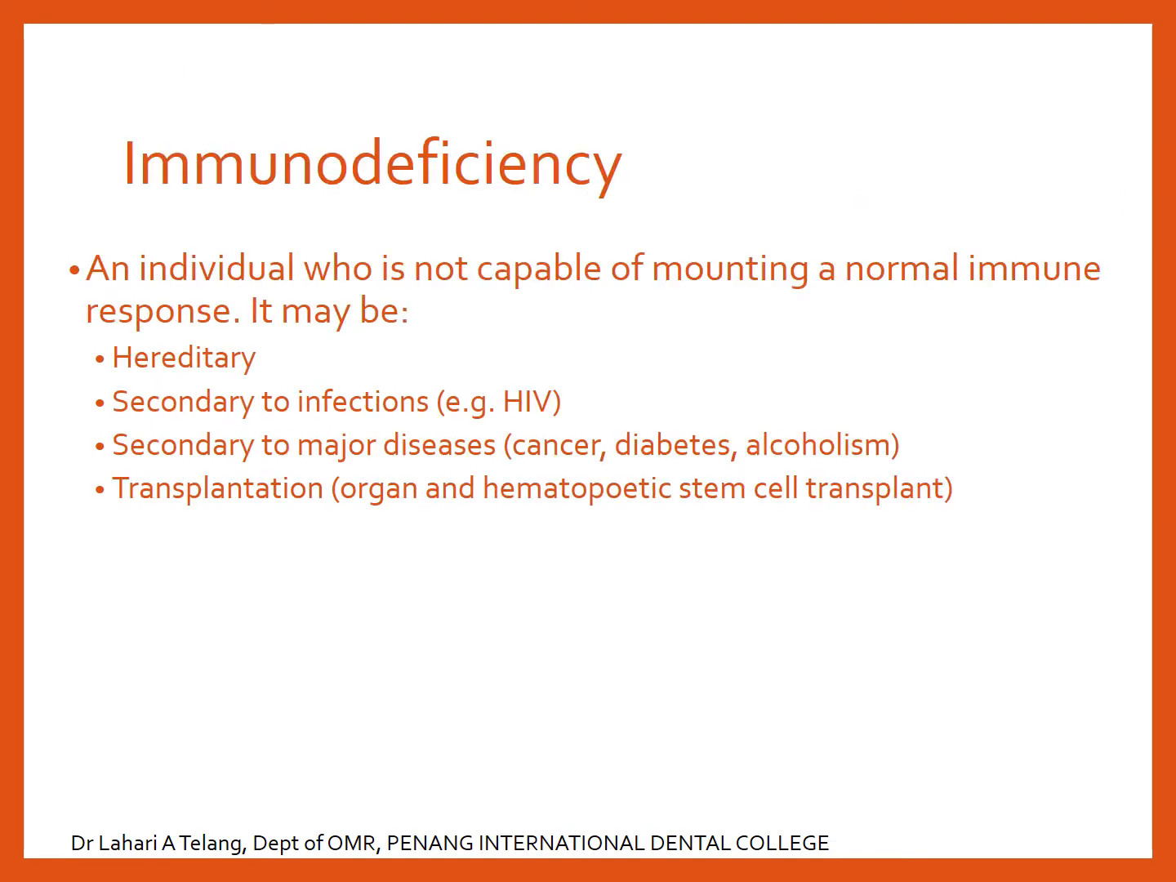We've looked at what is meant by presence of immunity. Now, what is meant by absence of immunity, or immune deficiency? An individual who is not capable of mounting a normal immune response is said to be immune deficient. It can be hereditary, secondary to infections like HIV, or secondary to major diseases like cancer, diabetes, or alcoholism, or due to transplantation of an organ or hematopoietic stem cell transplant. All of these conditions can lead to immunodeficiency in a human being.